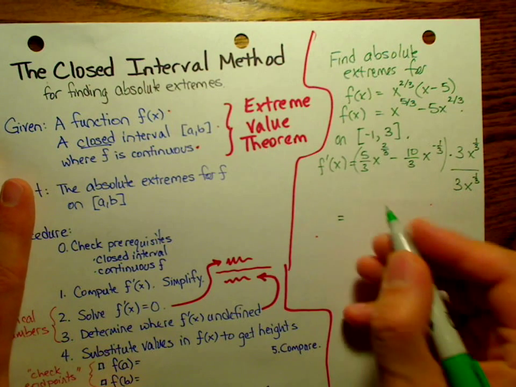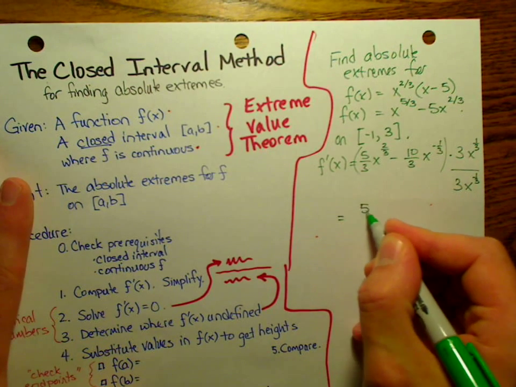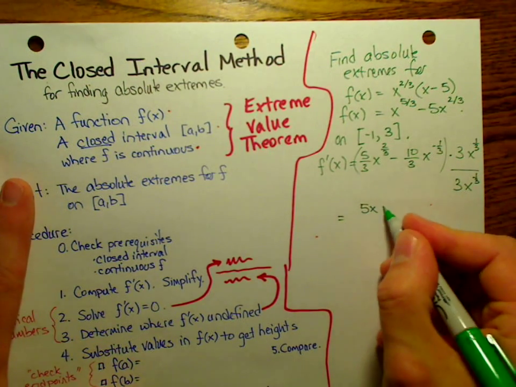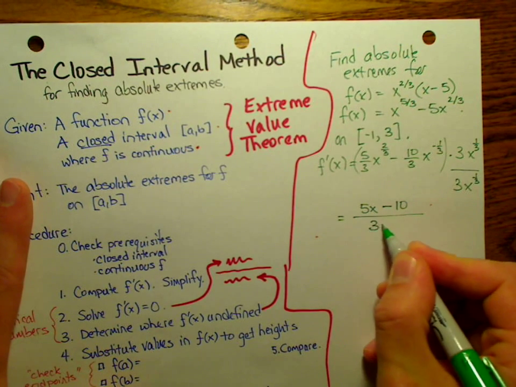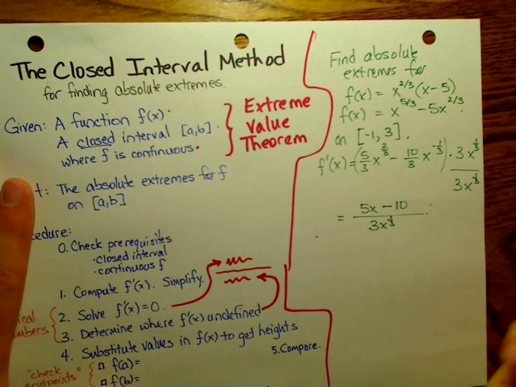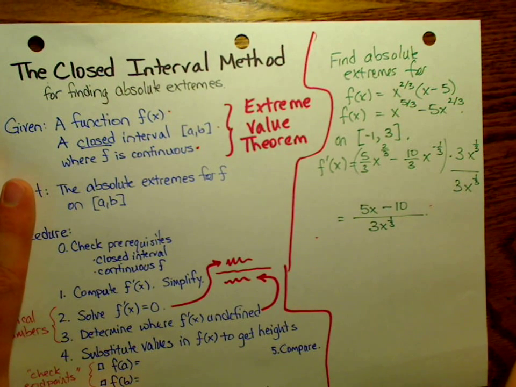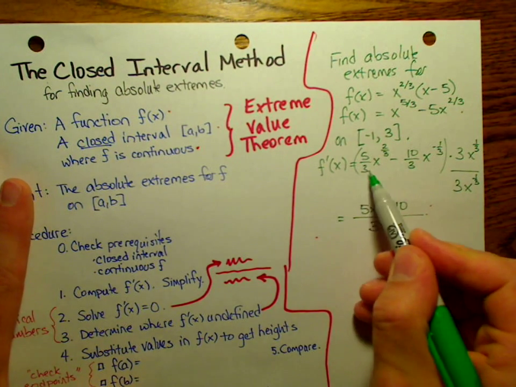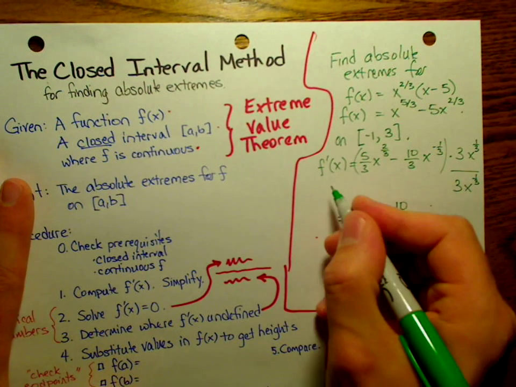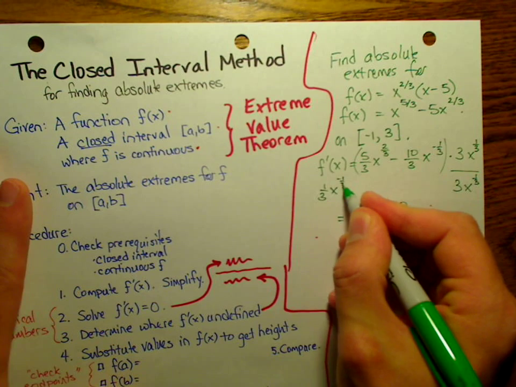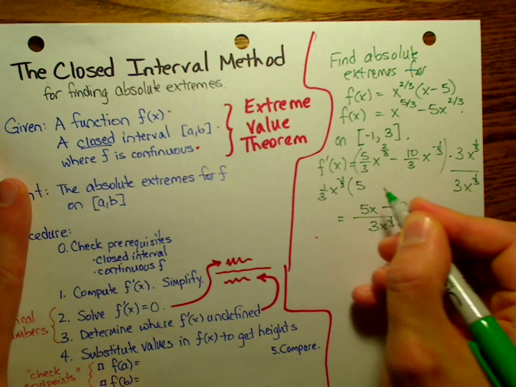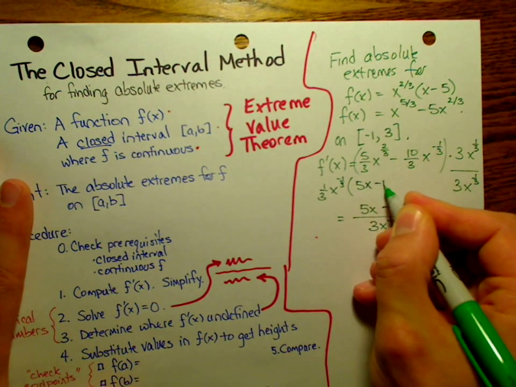And so then when I distribute across the top, I end up with 5x to the 1 minus 10x to the 0 over 3x to the 1/3. Another thing people will do sometimes is they'll try factoring out, and that's fine. You would factor out a 1/3 x to the negative 1/3, and then you would have 5x to the first minus 10.